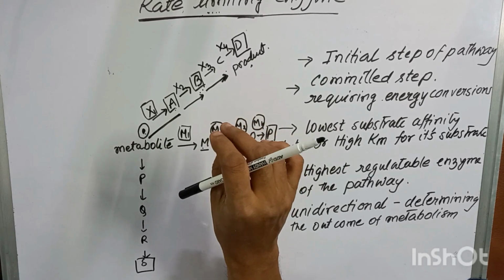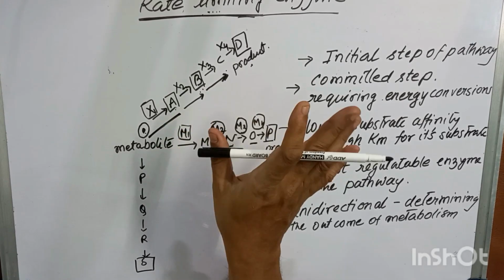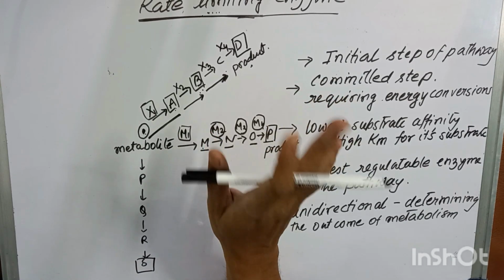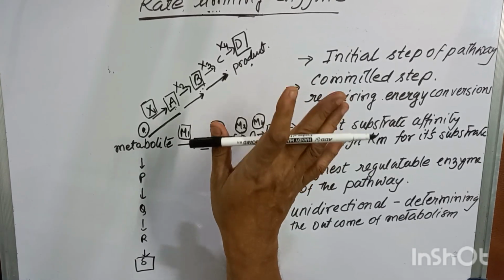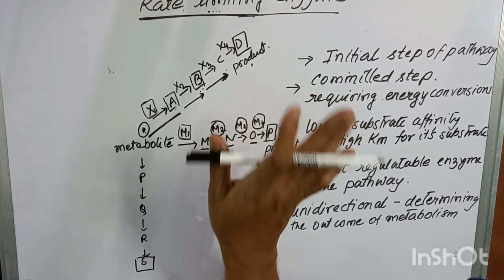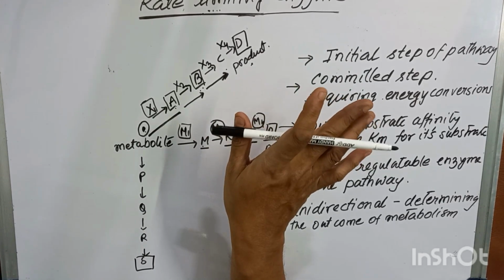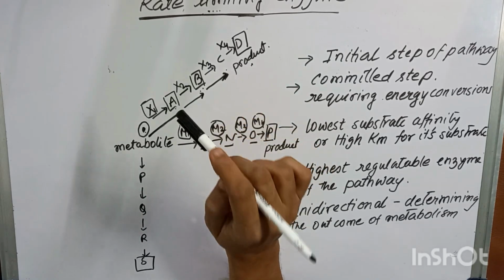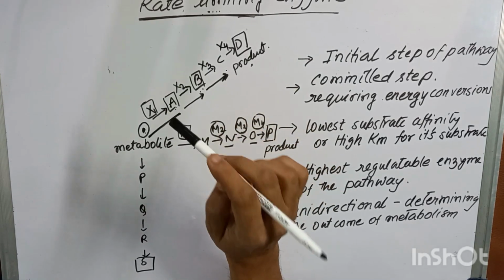If somebody is not regulated, you cannot control his actions. So rate limiting enzymes are the highly regulated enzymes. Those enzymes which we can regulate, we make them rate limiting. We make them rate limiting. And what else do we do apart from making them rate limiting?